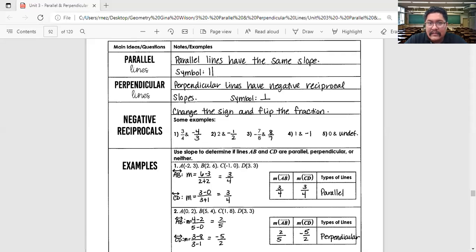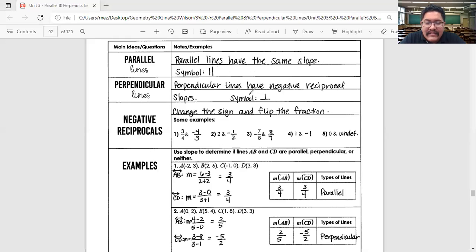All right, let's go ahead and go over this now. So let's see what we got. First thing, we're still talking about parallel lines. Parallel lines are lines that have the same slope. And we still use that same symbol that looks like an 11 with both lines parallel to each other.